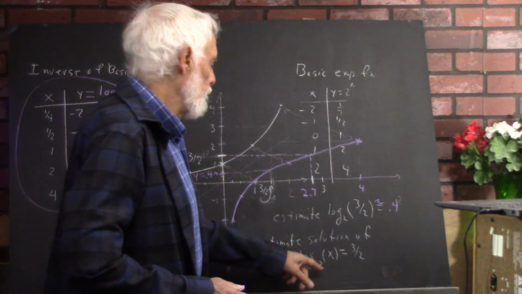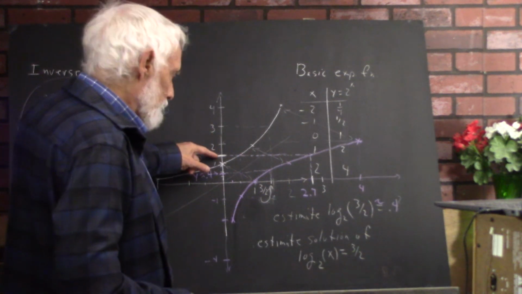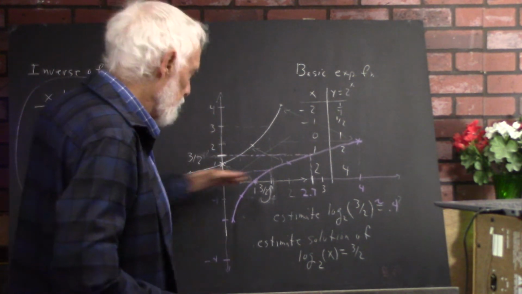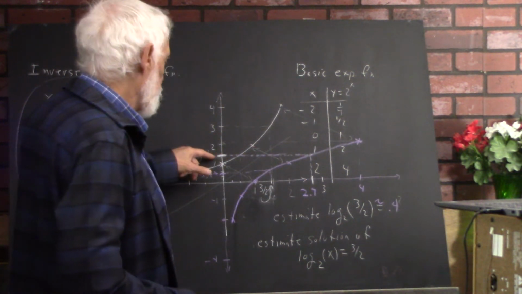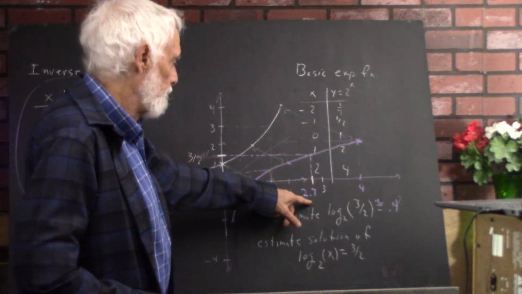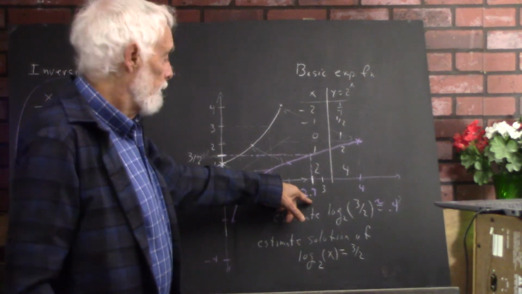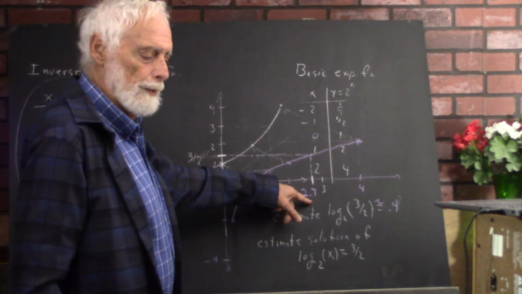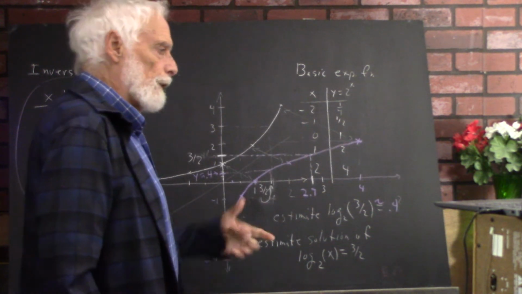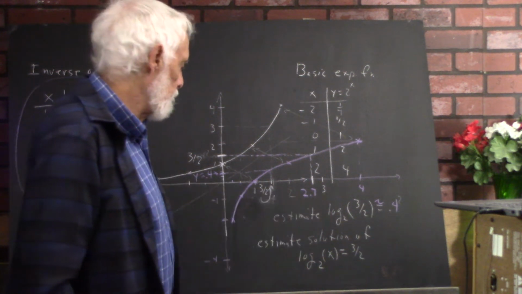Estimate the solution of log base 2 of x equals 3/2. Well, that would be a y value. Here's our log base 2 values. Here are our x values. y is 3/2. We look over here, we come down here, we get about 2.7. Now, the person that gave me the exact result here said, well, it's 2 times the square root of 2. It's absolutely true. And 2 times the square root of 2 is 2.818. So our 2.7 isn't too far off.